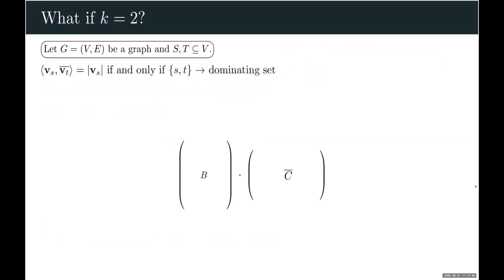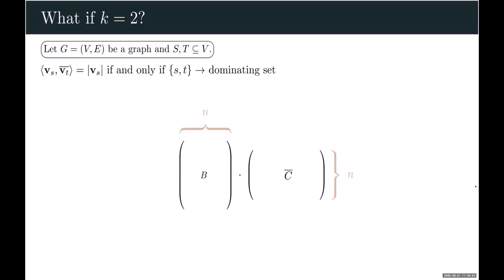Let's write this down more succinctly. In terms of vectors, the inner product of Vs and Vt bar is equal to the weight of Vs if and only if it is a dominating set. So now we run into another problem. The number of columns of B is equal to n, and the number of rows of C bar is equal to n as well. So to multiply these two matrices, even if omega is equal to 2, we need at least n squared time, right? But the good news is that we don't really need to multiply these two matrices.